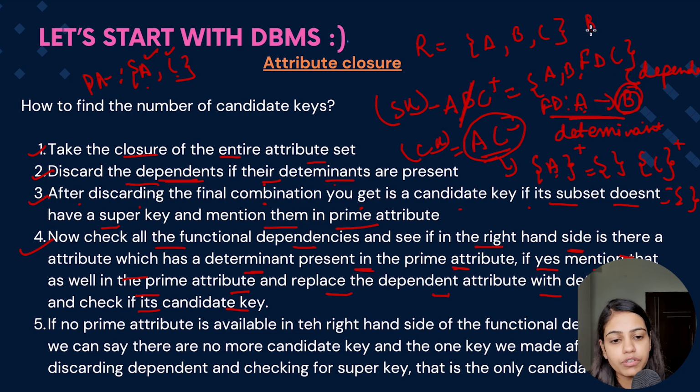But consider that if you have a dependency such as B determines C. Here you can see that C is a prime attribute and C lies on the right hand side. So what we can do is, right now we have calculated that AC is a candidate key.